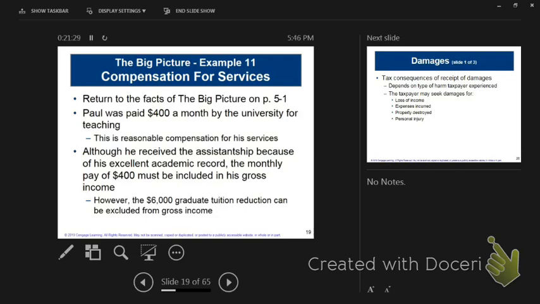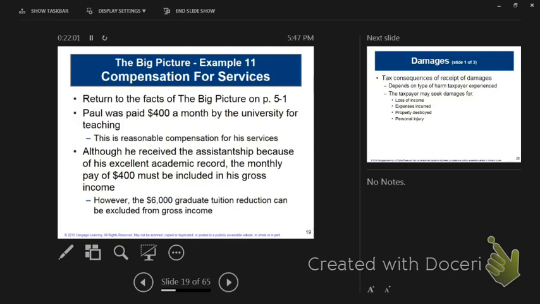So Paul was paid $400 a month by the university for his teaching, and that is considered reasonable. He was teaching one class. It's actually considered very low, but he is a grad assistant, so it's a little different. Even though he has an assistantship, he is going to have to include that $400 in his wages because he was working as a grad assistant for those wages. However, the $6,000 graduate tuition is not included.